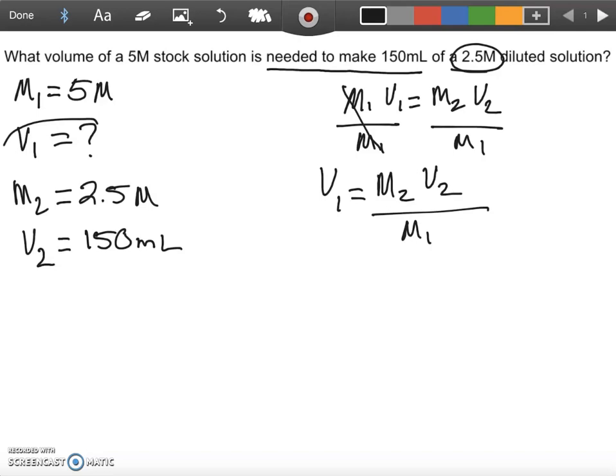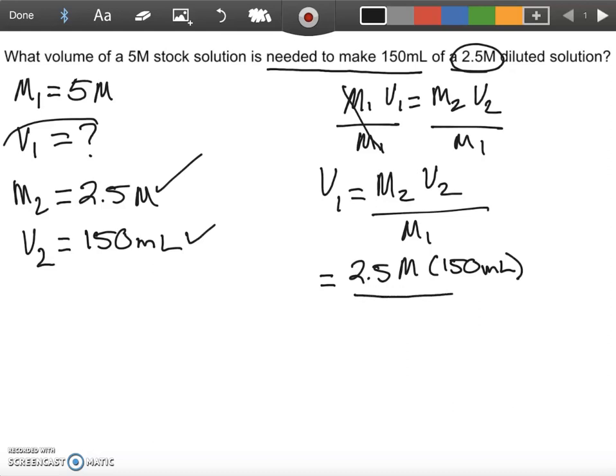Now let's go ahead and plug in. M2 was equal to 2.5 molar. V2 is equal to 150 milliliters. Now, you're probably wondering, Mr. Conklin, molarity is in terms of moles per liter, not moles per milliliter. We can actually wait to convert it back to liters at the end of the question, if we need to. The question didn't specifically say whether or not to use milliliters or liters in this case, so you can actually leave it as milliliters if you want to.